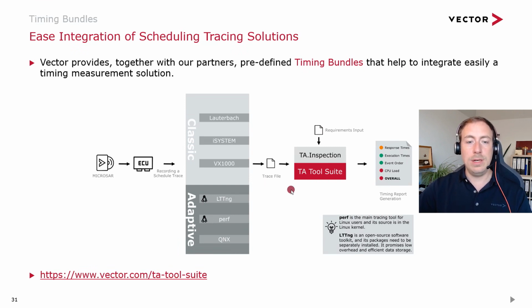There are also free of charge solutions and implementations for Linux, compatibility with LTTng, the Linux Trace Toolkit Next Generation, Perf, or the QNX Trace Logger in order to also do scheduling analysis on your adaptive project.